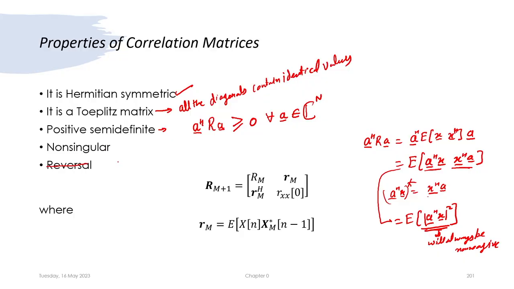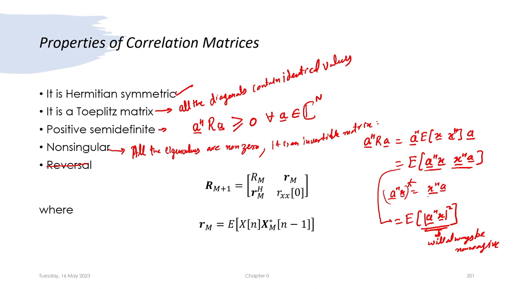It is also a non-singular matrix, meaning that all the eigenvalues are non-zero, or simply stated, it is an invertible matrix. This is an invertible matrix or a full rank matrix.